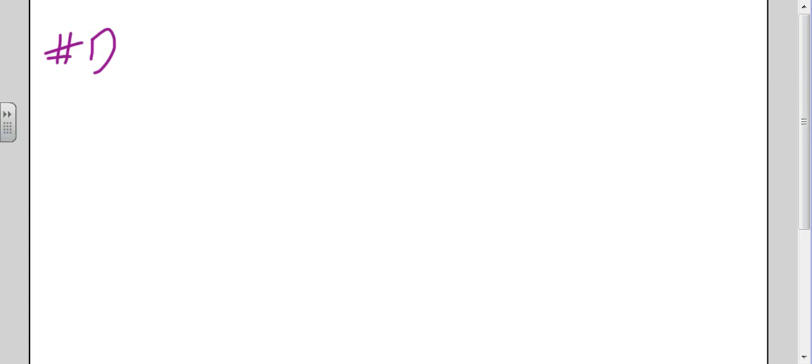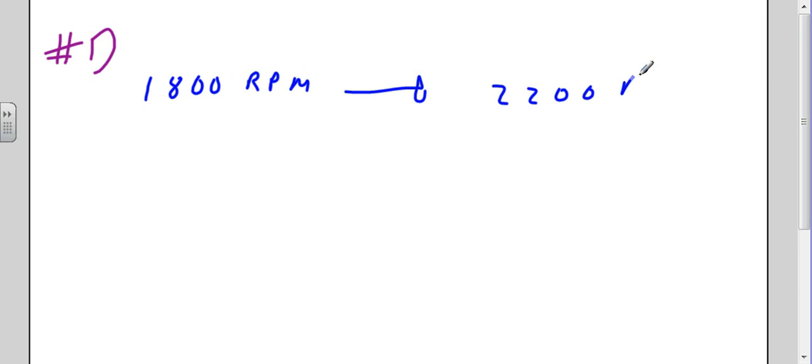So the angular velocity of an airplane propeller is increased from 1800 RPM, that's revolutions per minute, to 1200 RPM in 10 seconds. Find the angular acceleration.